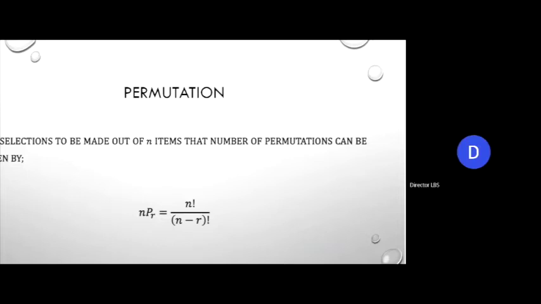Yes, sir. That we are going to discuss. Now we are going to discuss if r selections are to be made. This formula I've given you in the previous class, a little repetition. If r selections are to be made out of n items, then the number of permutations is given by nPr equals n factorial divided by (n minus r) factorial. The formula we discussed in the previous class.